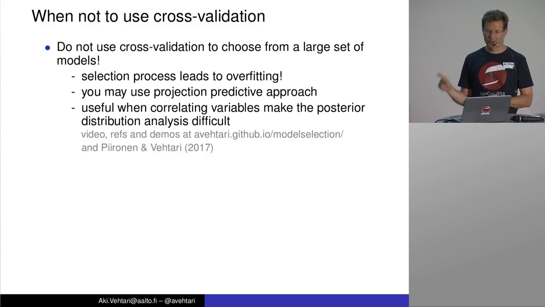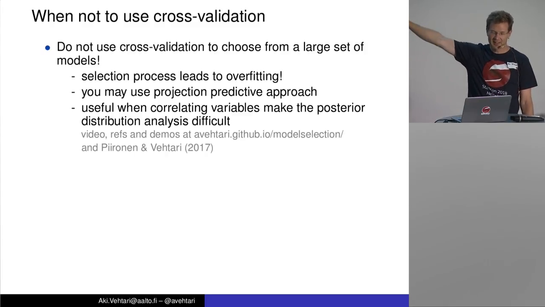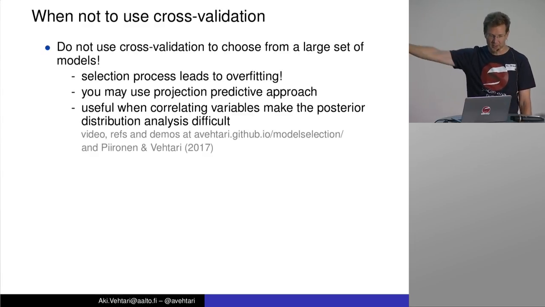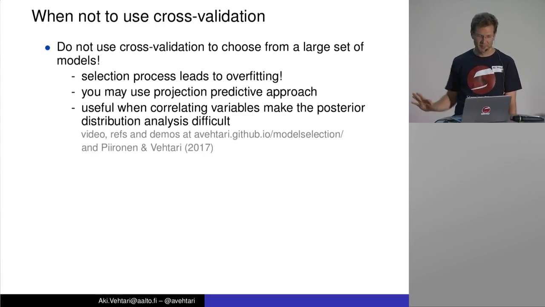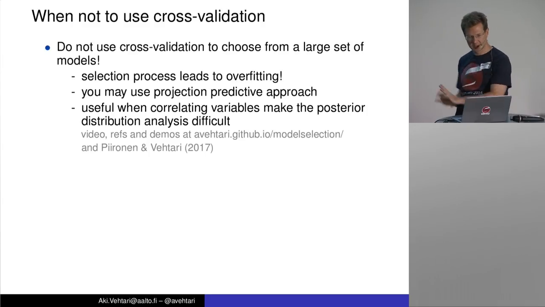Especially do not use cross-validation to choose from a large set of models. It's fine if you have a small set and it's saying that they are clearly different. Look at the projection predictive approach. There's a link to the extra material and there's the Asilomar video talking about the projection predictive approach. You can watch that. So in a way, I made beforehand the videos you want to watch after this.